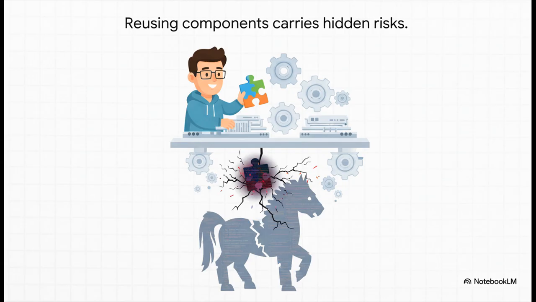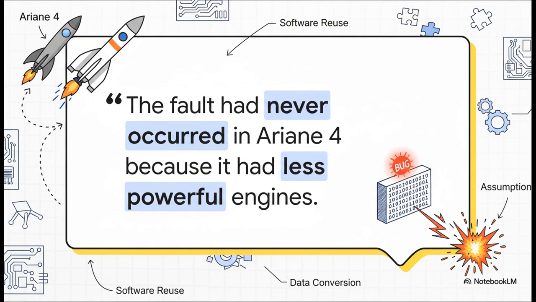Just grabbing a component off the shelf and plugging it in without truly understanding the world it was built for, well, that can lead to some, let's just say, disastrous results. And that brings us to the classic and, frankly, terrifying cautionary tale of the Ariane 5 rocket. We're talking 1996. This brand new billion-dollar rocket lifts off, and less than a minute later, it explodes.